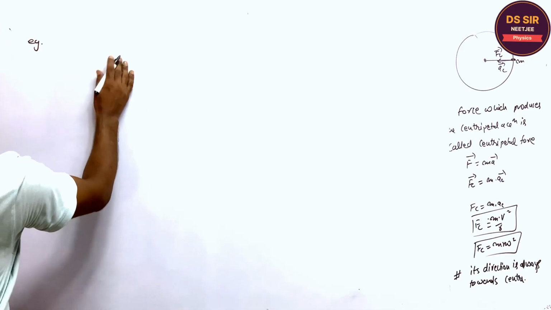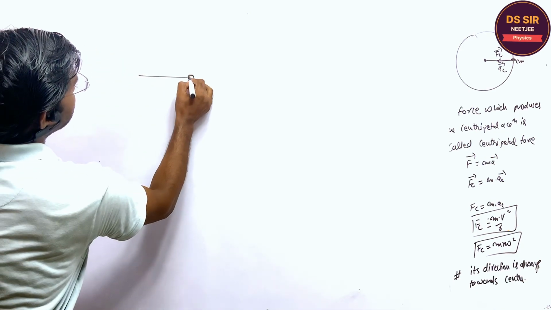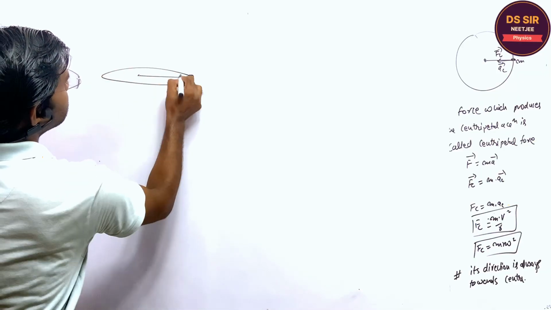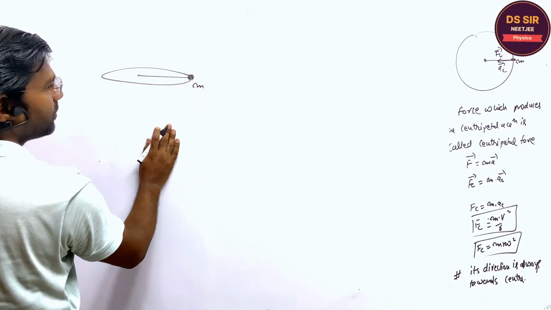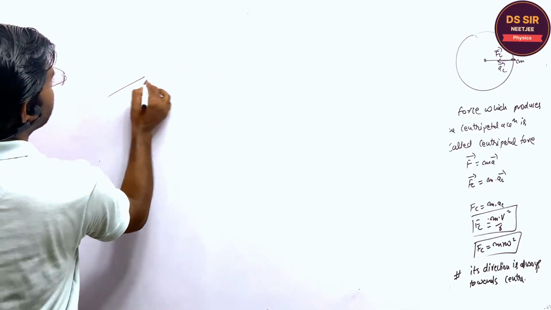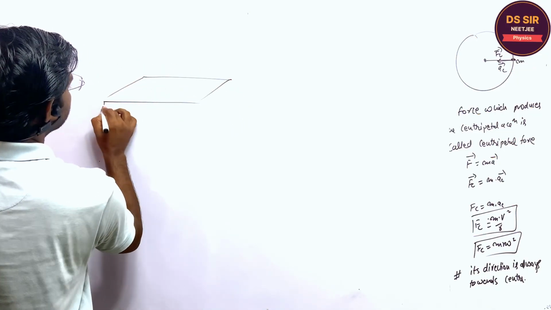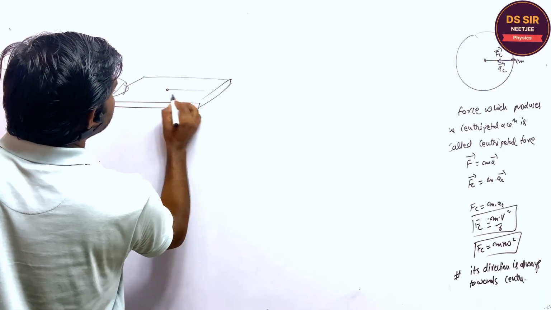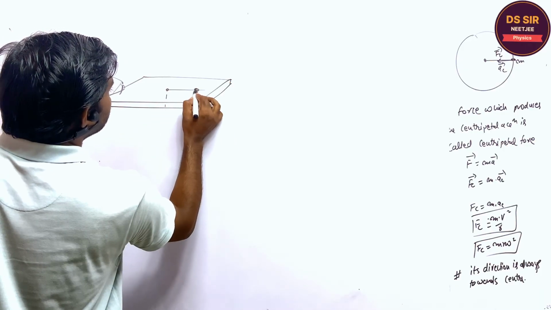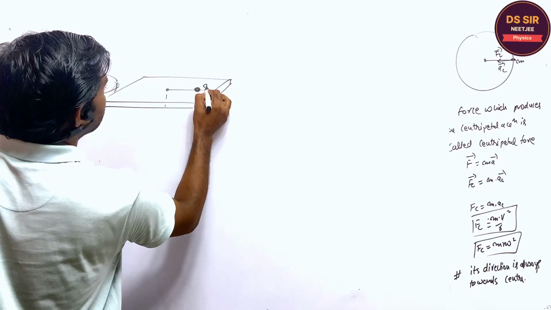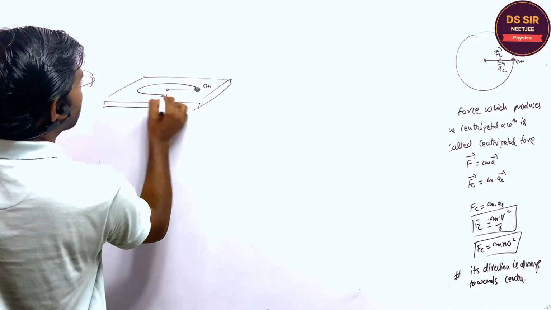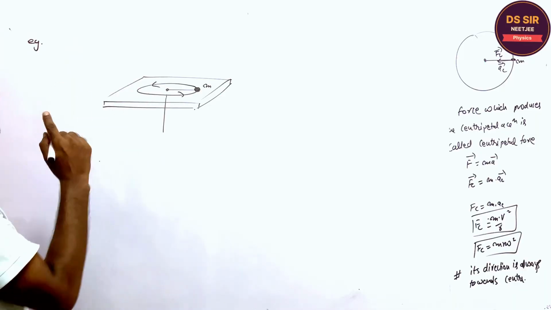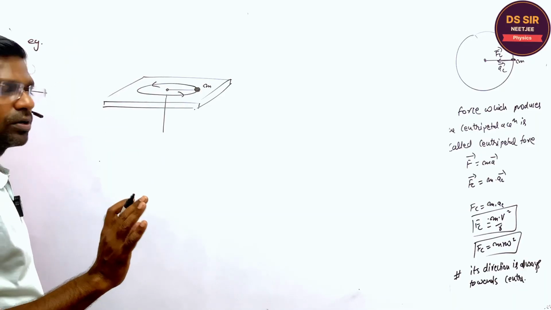For example, first, suppose there is a string right over here, and this is the block of mass m. Are you getting or not? Suppose there is a table. You may assume this is the table, right? Like this. There is a small hole, and the string passes through this, and it is moving. This is the mass m. It is moving in a circular path like this. The string tension is over here. It is moving like this. Are you getting or not?